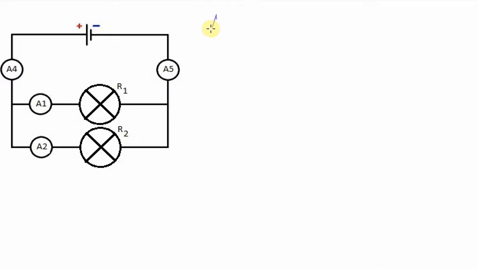So this example here, we're going to take a look at a parallel circuit, and we're actually going to do this question in two different ways to determine the characteristics. We'll call this method number one.